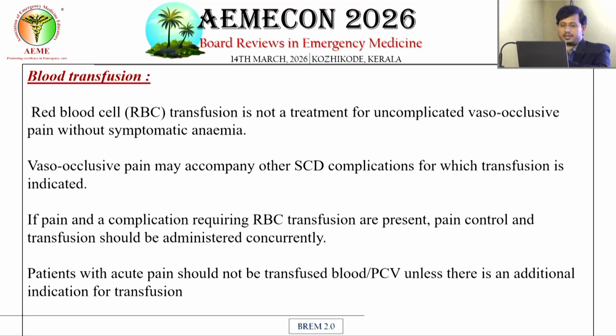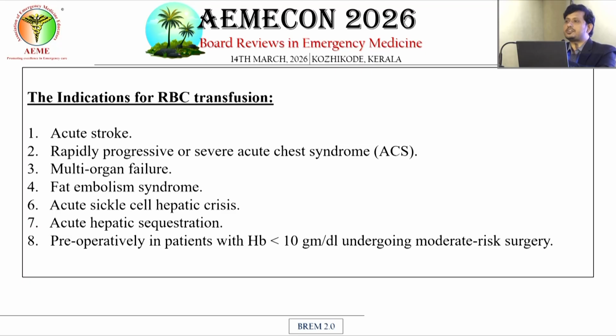And oxygen therapy, only whenever it is required; it is not routinely required. Blood transfusion also is not routinely required, but in chronic cases where the patient has ACS symptoms or stroke symptoms, we have to go with blood transfusion. These are the indications for blood transfusion: acute stroke, rapidly progressing acute chest syndrome or multi-organ failure, fat embolism, acute sickle cell hepatic crisis, and pre-operatively when the hemoglobin is less than 10 and the patient is going for any surgery. In those conditions, you have to use blood transfusion.